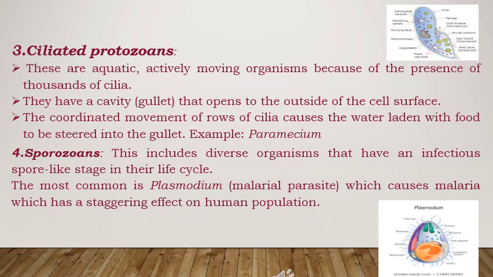So today we have studied two kingdoms. The first one is Monera and the second one is Protista. So what you have to do, you have to read it thoroughly from your NCERT book.